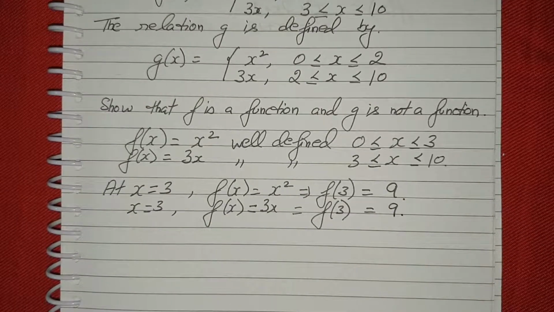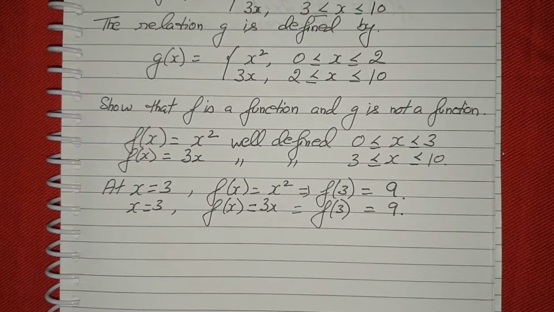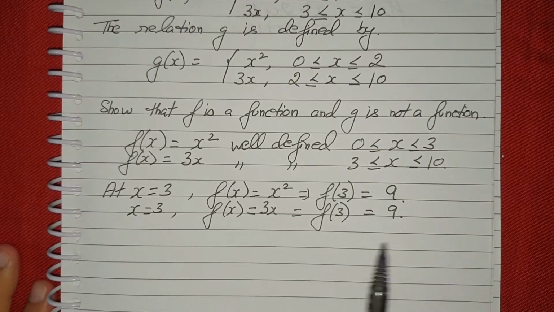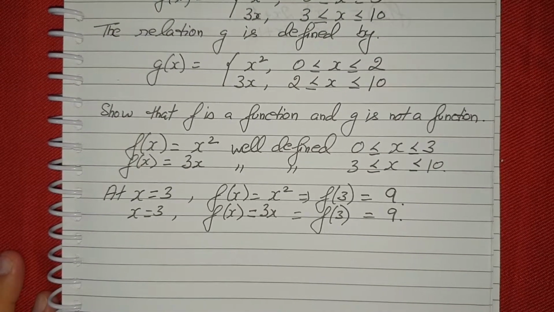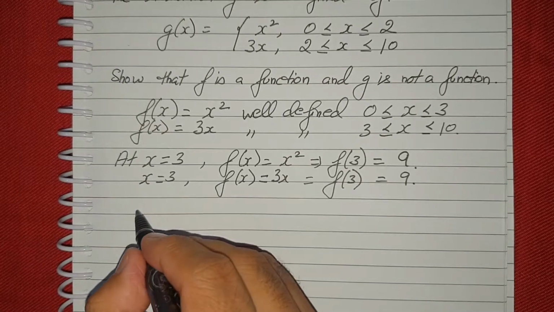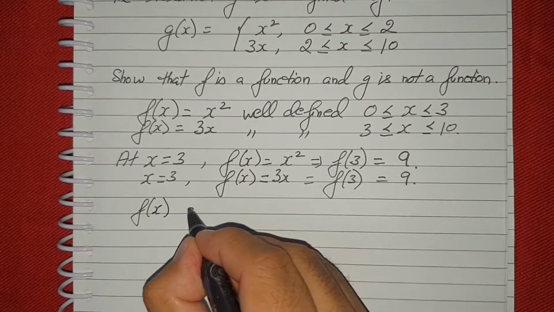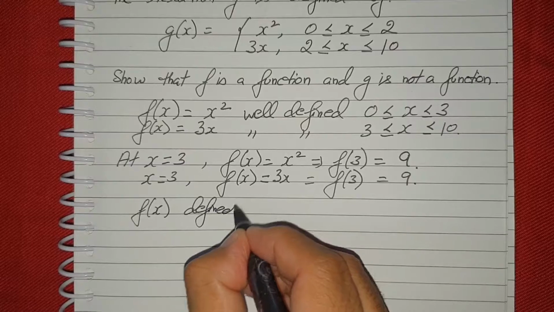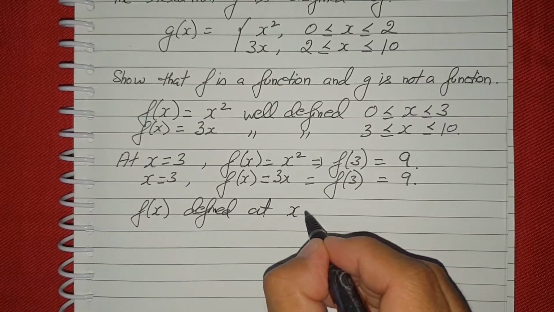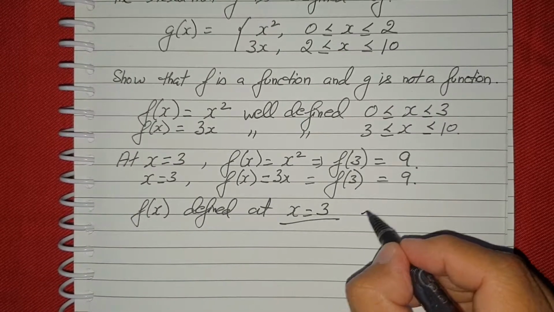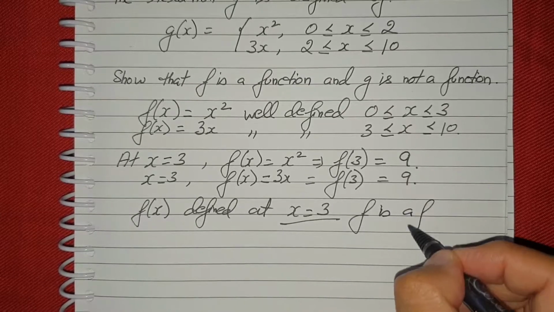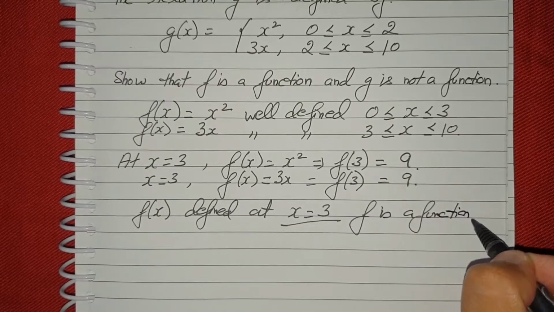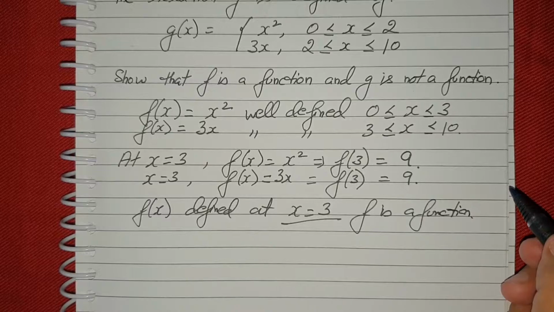So see, f(x) is defined at x equals 3. f(3) is 9. Hence f is a function. So f(x) is defined at x equals 3, hence f is a function. What do you mean by defined? That means it has a unique image, which is 9.